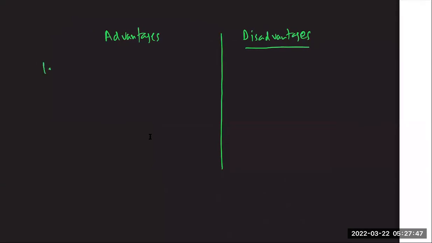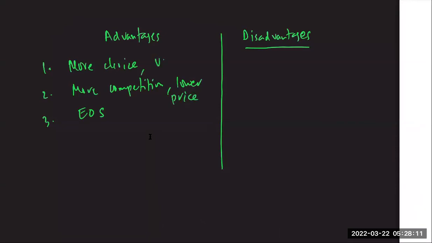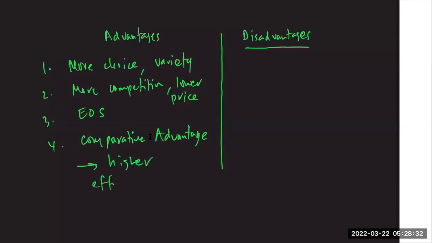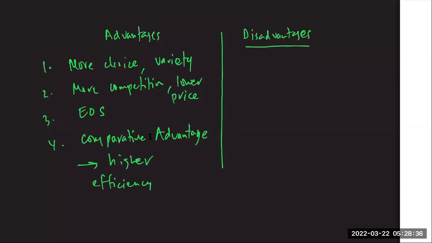The first advantage of removing protection basically means you're looking at the advantages of free trade, so more choice available for consumers, more competition. We can also say economies of scale because you have a larger market. So more choice, more competition leading to lower prices, and you can add variety here. You can also talk about comparative advantage as another advantage, the idea that we specialize in the goods in which we have a comparative advantage. And as a result of that, there will be higher efficiency. Make sense?